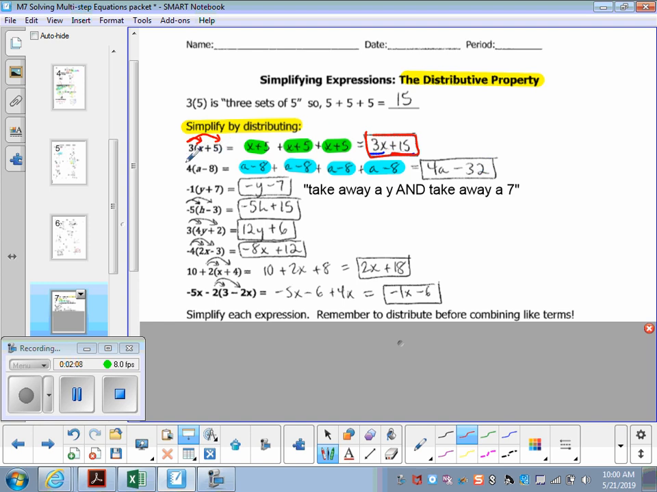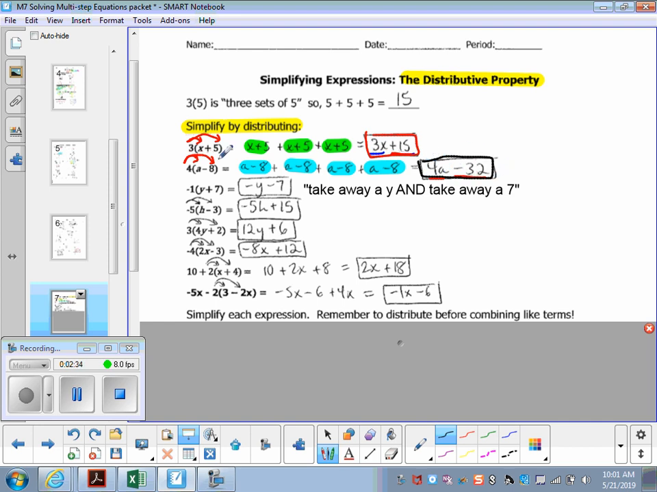So the shortcut in red with the arrows is 4 sets of your A, so 4 times A is 4A, and then 4 times -8 is negative 32. If the A wasn't here, y'all, it'd be a 4 times -8, which is negative 32, which is why it's a negative constant. And since we do have the A, it's 4A minus 32, and now we have simplified this expression.